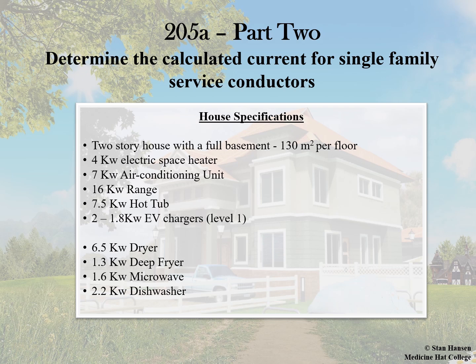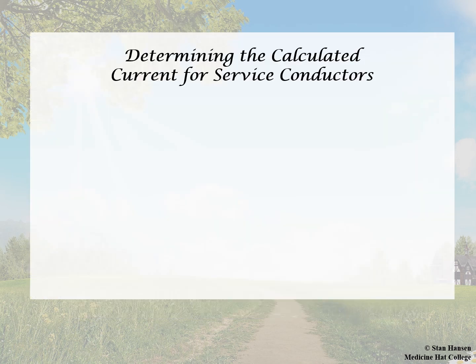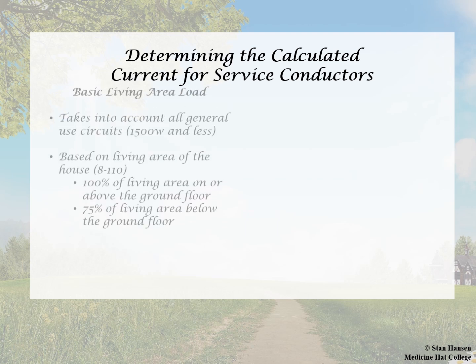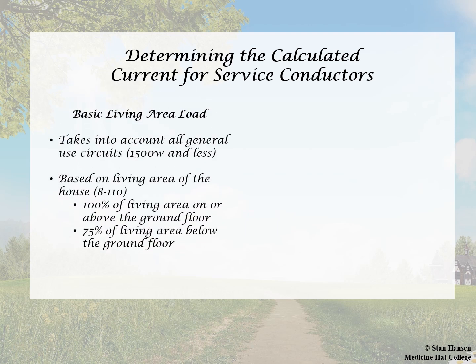We are going to go through Rule 8200 step by step to see how we are going to use all this information in order to build out what our service specifications are going to be. Anytime that we do a service calculation, we need to break down our information into 2 separate categories. The first category is the basic living area load, and this takes into account all the general use circuits.